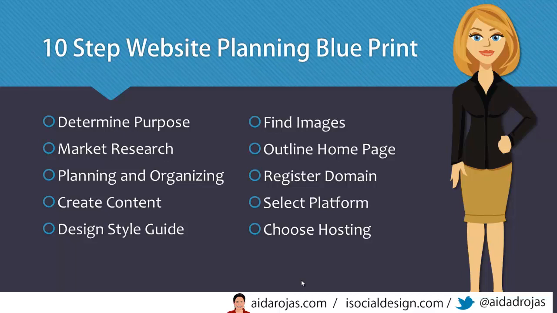This is a quick overview of the 10 steps for my website planning blueprint. First thing that we need to do for any website is determine the purpose. Find out why you're creating a website in the first place. The next piece is your market research, making sure that you know who you're talking to through your website and who you're building this website for. After that, making sure that you plan and organize your research and your findings is really important.